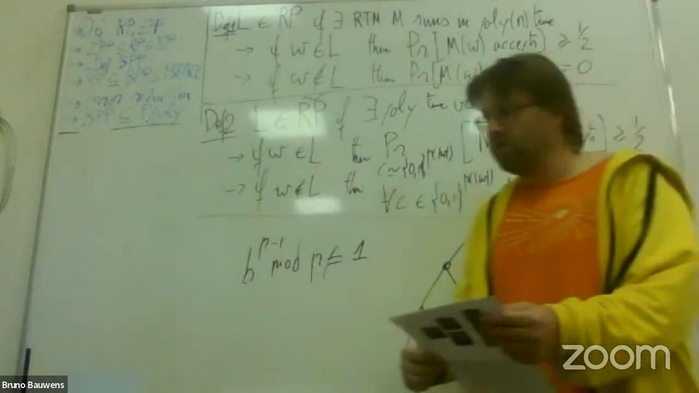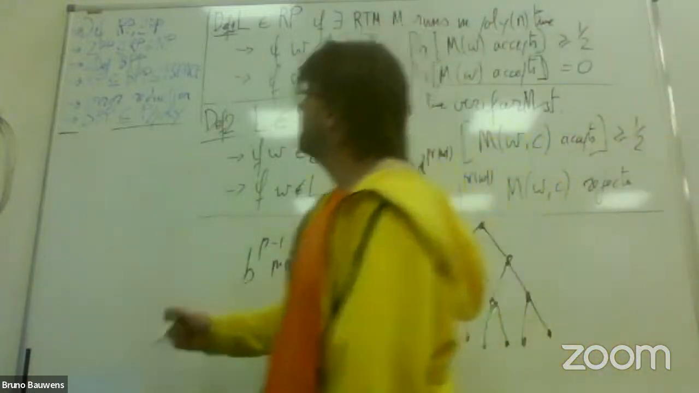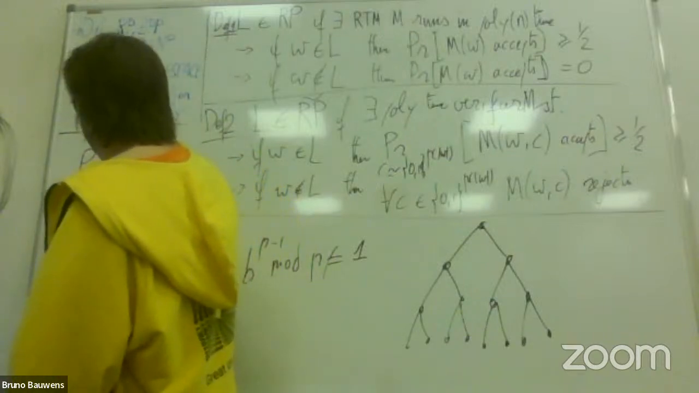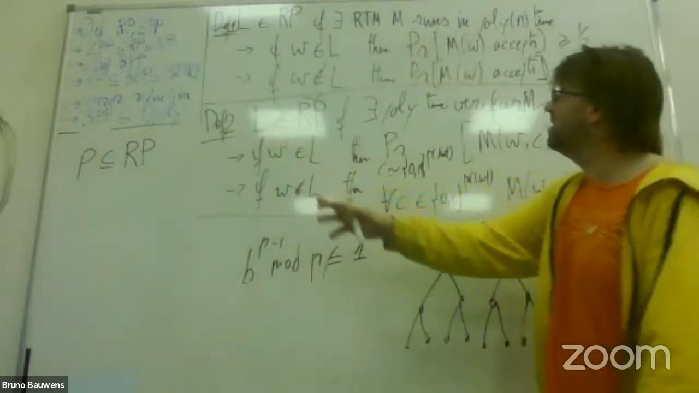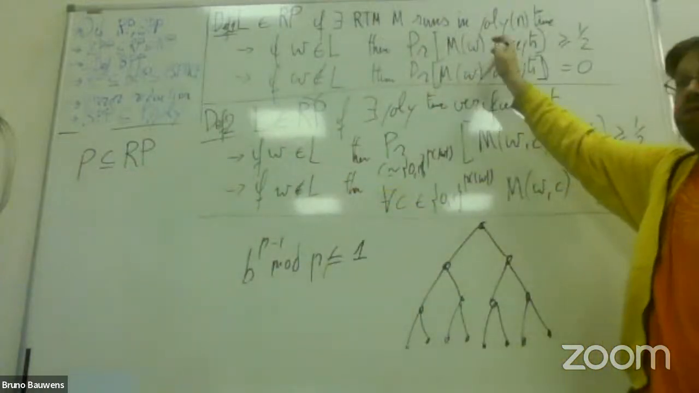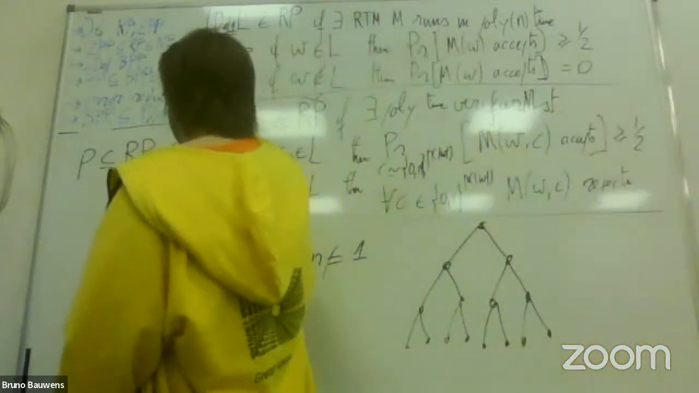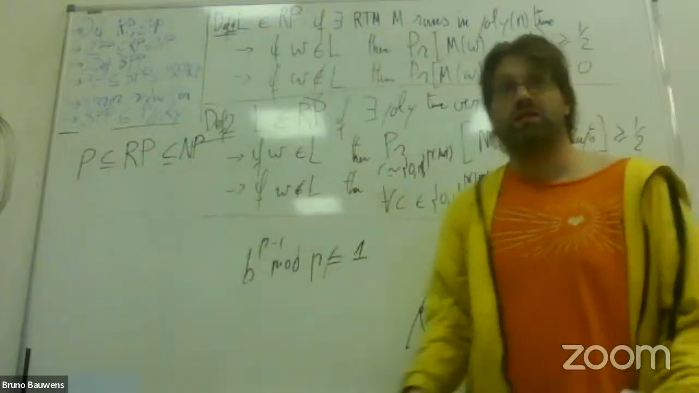Okay, so now the next class. There are some simple relations. We have that P is a subset of RP, because of course the machine can take two times the same transition table, or the machine can ignore the certificate, and this was already explained.